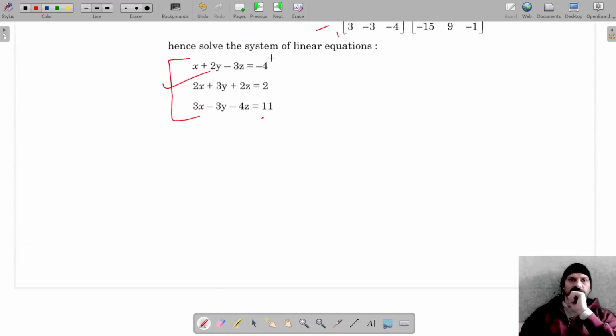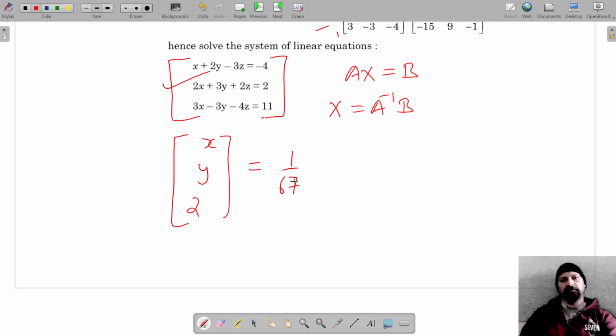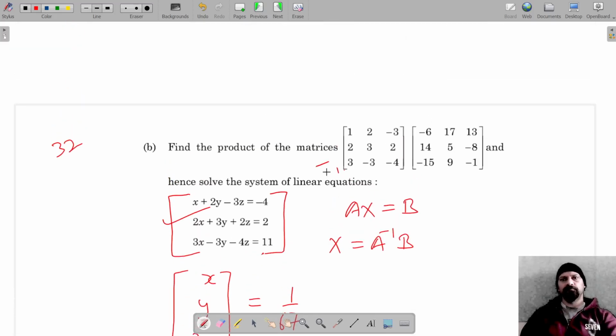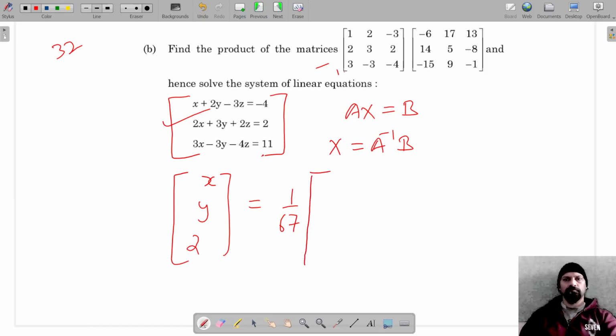Now to solve this system of equations, we write them in the matrix form, which is Ax is equal to B, and x is equal to A inverse into B. So here x has the variables in the matrix form, and A inverse is 1 by 67 times the matrix with rows negative 6, 17, 13, then 14, 5, negative 8, and then negative 5, 9, and negative 1.